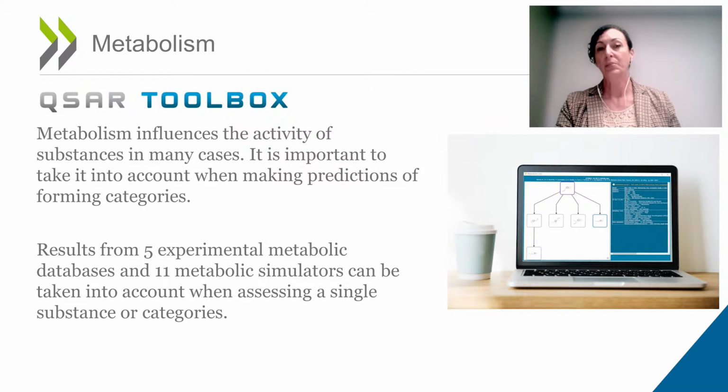So, of course, metabolism influences the activity of substances in many cases, and it's important to take into account when making predictions or forming categories. One of the key identified limitations of many non-animal methods is the limited ability to predict the effects of metabolites when using non-animal methods to simulate animal data. So the toolbox adds key functionality in this regard. Results from 5 experimental metabolic databases and 11 metabolic simulators can be taken into account when assessing a single substance or groups of substances or categories.